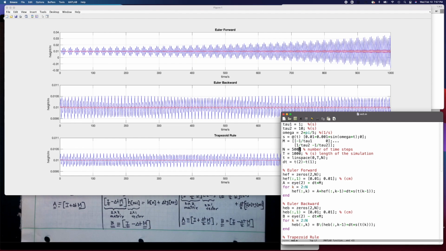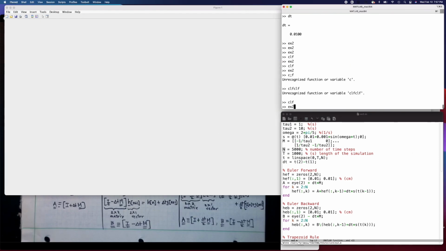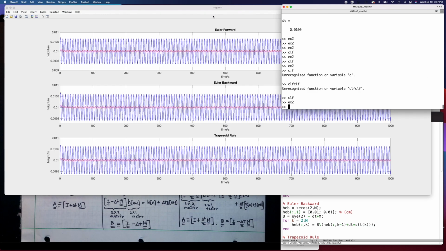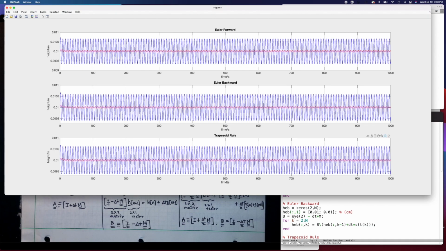Let's take more time steps to see if that goes away. And now it seems to be going away a little bit better. Alright, so that is what I want to show you about numerical schemes for linear systems.